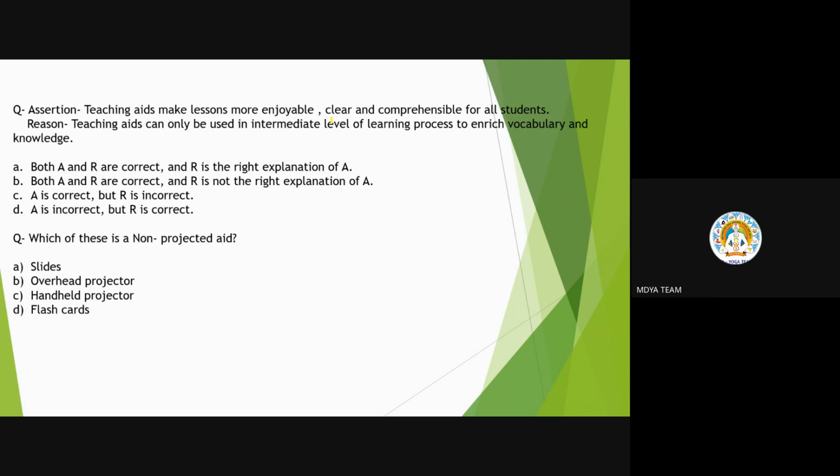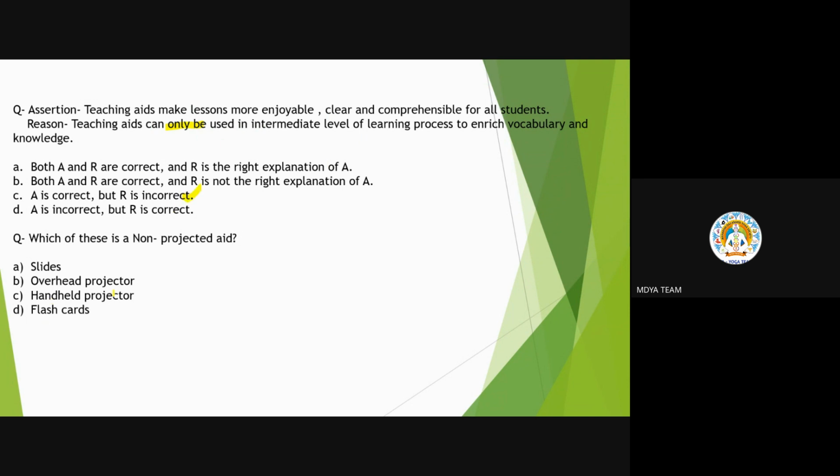So the correct answer is C because I have told you just now that if there are certain extremities in the sentences, like teaching aids can only be used, these types of statements are generally wrong. They are not only used for intermediate level, but also for beginners. In the beginning, we can also use teaching aids like flashcards, charts, posters, at any level of teaching. So the correct answer is C. A is correct, R is incorrect.